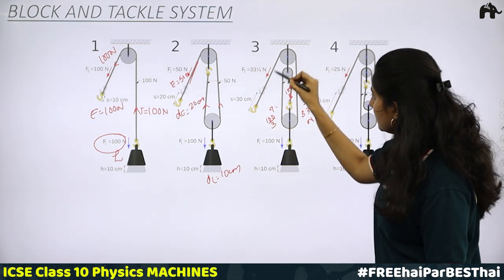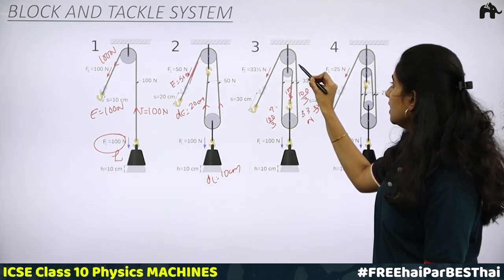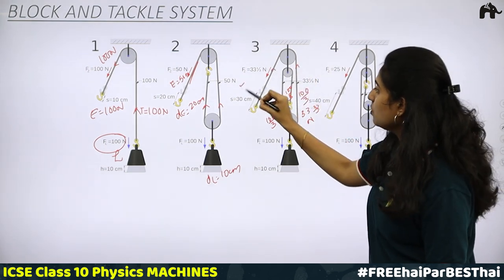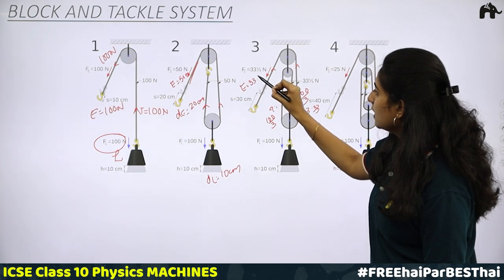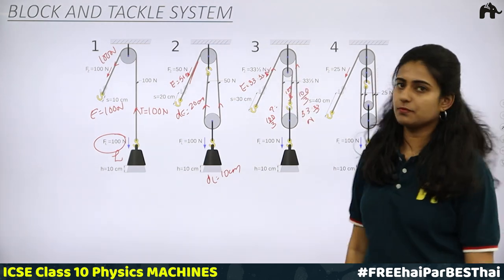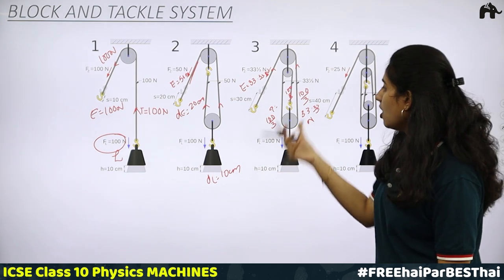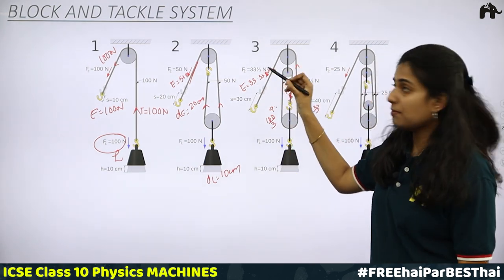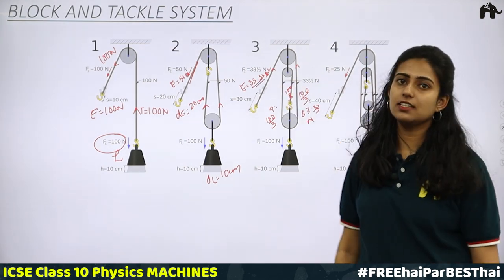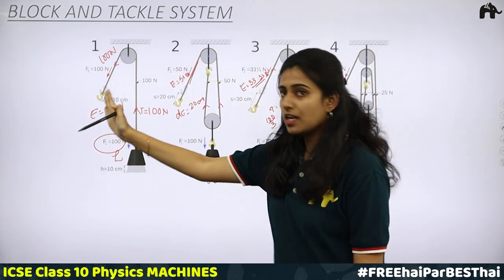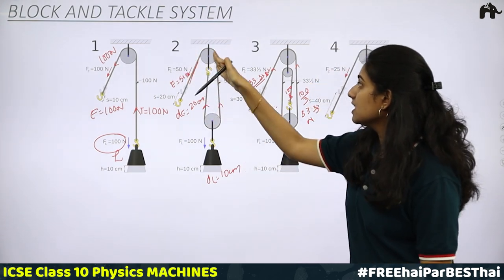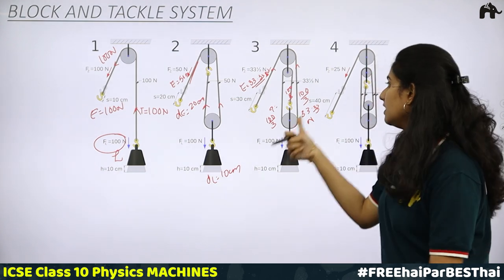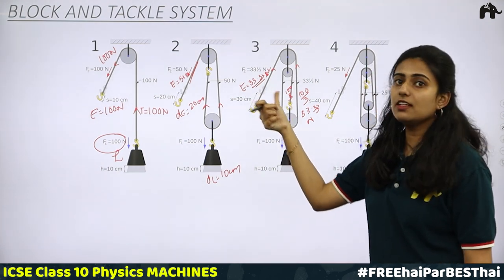So this end part is the same here. Okay. The tension in this rope part will be the tension in this also. Which means the effort will be 33.33 Newtons. Clear? So in order to lift a load of 100 Newton, you just need to apply an effort of 33.33 Newtons. Again reduced. Here it was 100 Newton. Here when you used a single movable pulley and a single fixed pulley, effort reduced to 50 Newton and here it reduced to 33.33 Newton.